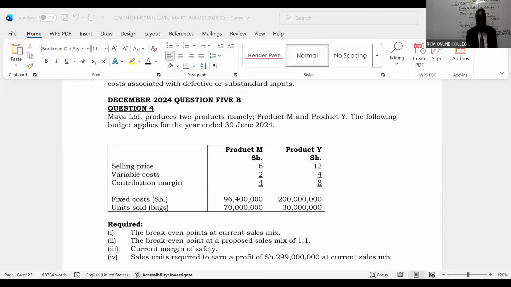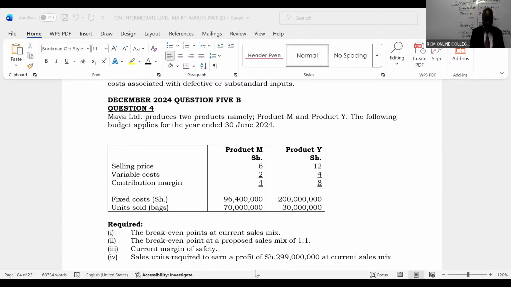And of course, whatever we do here is pretty much applicable to the ATD students. Actually, the ATD students will be very happy because they will get presents, all of them. So we are told here December 2024, question number 5. Maya Limited produces how many products? They are not one, but 2. So I know straight away that I'm dealing with multi-products, namely product M and product Y.